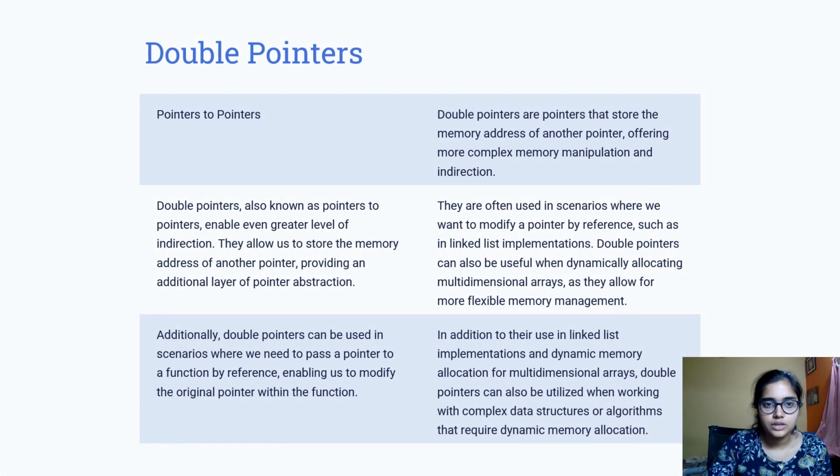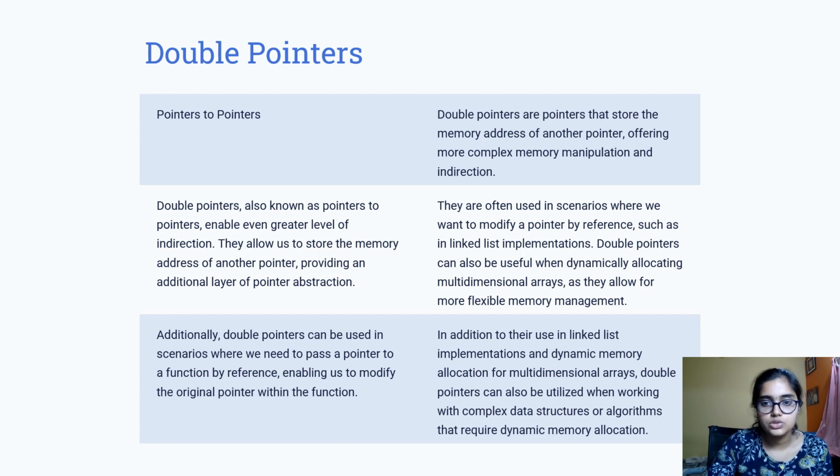Now in detail about double pointers. Double pointers are also known as pointers to pointers. These store the memory address of another pointer, offering more complex memory manipulation and indirection. Double pointers enable an even greater level of indirection. They allow us to store the memory address of another pointer, providing an additional layer of pointer abstraction.